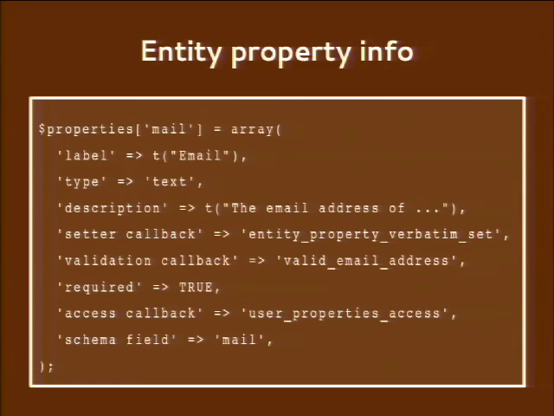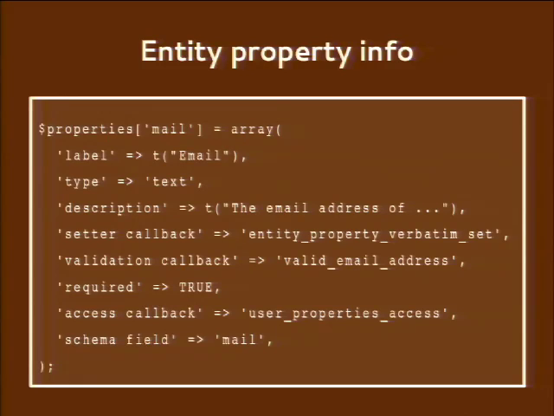So this would be an example for the entity property info, which is needed for all the entity metadata wrapper system to work. So for the wrapper to allow accessing a property like the mail property we used in the example, the system needs information declaration as we see here. This is also necessary for fields, but in the case of fields, it's automatically generated by the system for you as long as there's support for the field type.